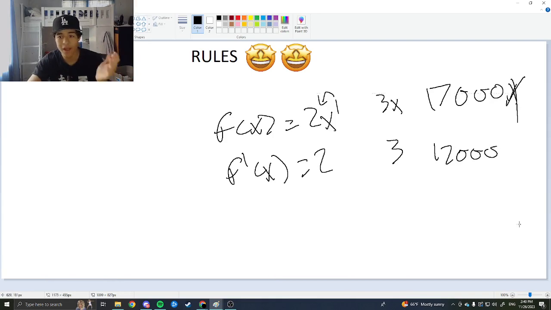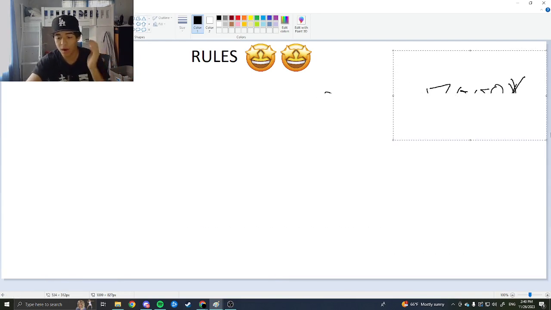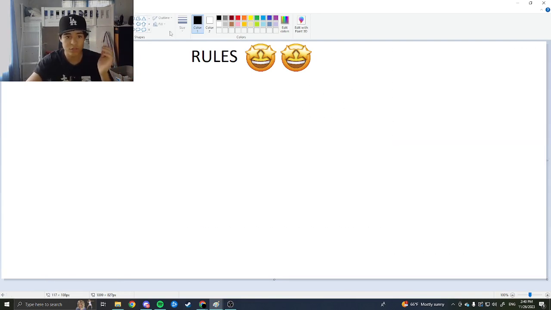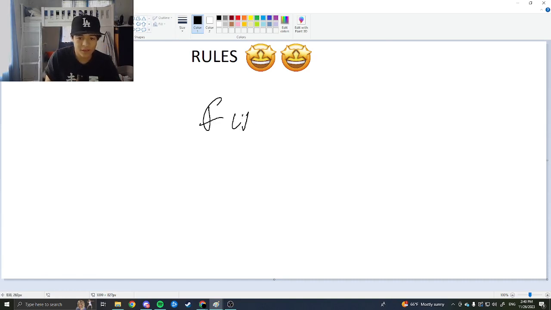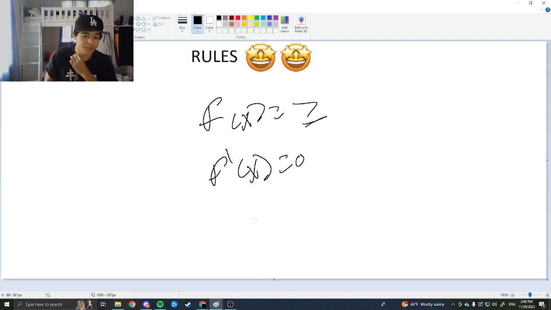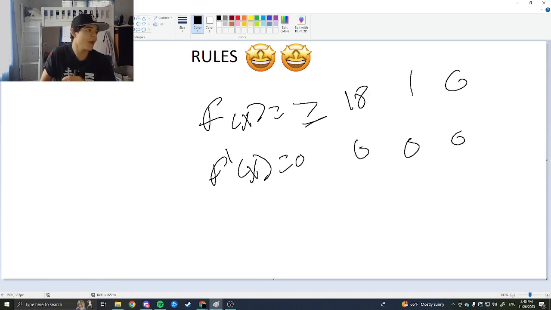What do you do if there's no x at all? Oh my goodness. That's so crazy. What do you do if there's no x? If you have f of x equals 7, f prime of x is just 0. Anytime it's a constant, it's just 0. If this is 18, this is 0. This is 1, this is 0. This is 0, this is 0, right? Anytime there's no x or no variable at all, the derivative is just 0.